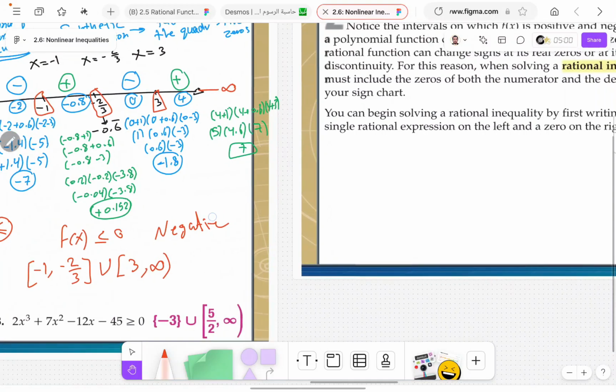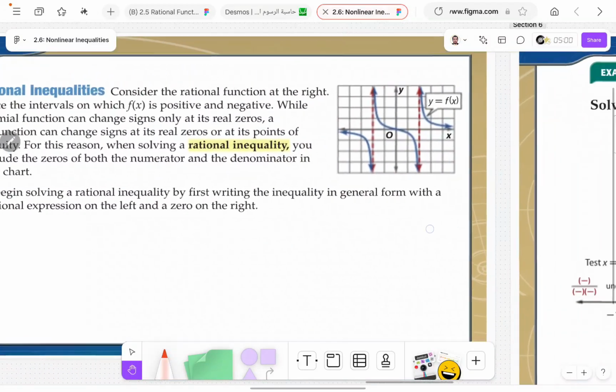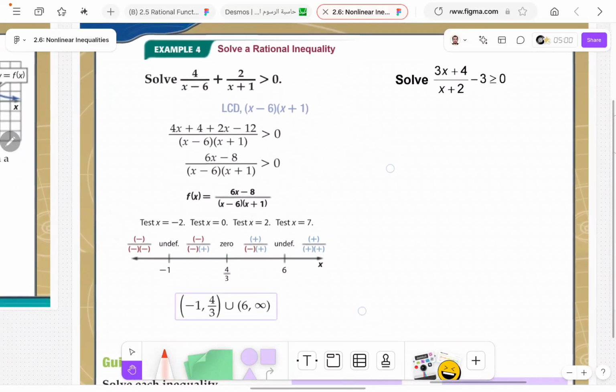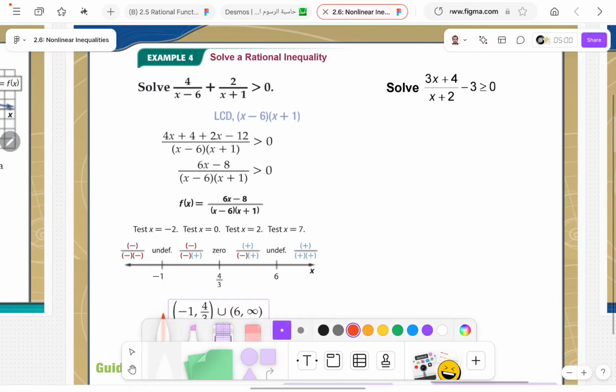Okay, now let's go to the second part, when I have a rational inequality. So the same steps, but the question is rational. The only thing that we need to do here is to multiply the least common denominator by everything. So the same thing that we did in lesson 2.5. First, we need to find the LCD for everything. What's the LCD here? So the LCD is x minus 6 and x plus 1 as written here.